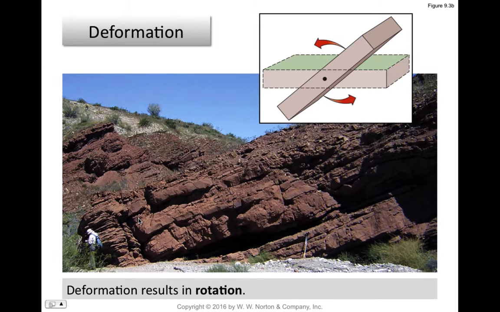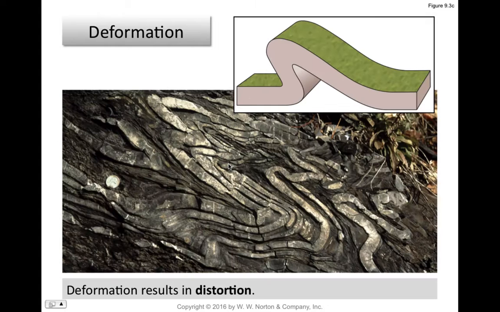The other form is a rotation. And so in this case, tectonic tilting can result in a deformation. We no longer have the horizontal strata here, but there's some rotation and tilting there. And then finally, there is a distortion. And this is common to folds, right? So you can see these pretty tight folds that occur in here.